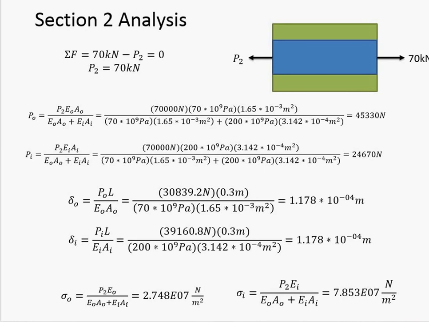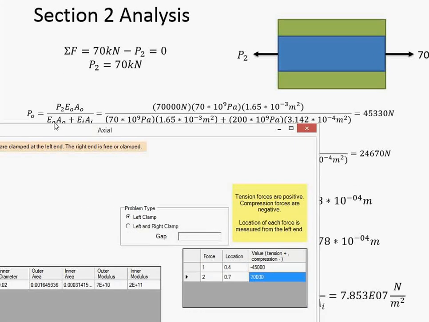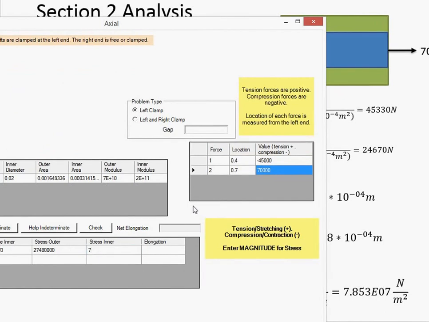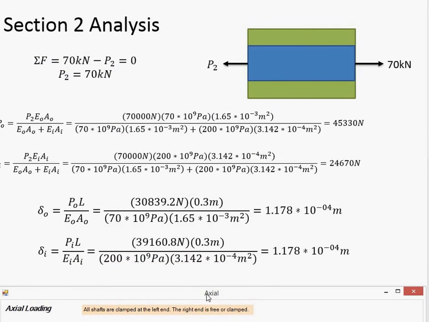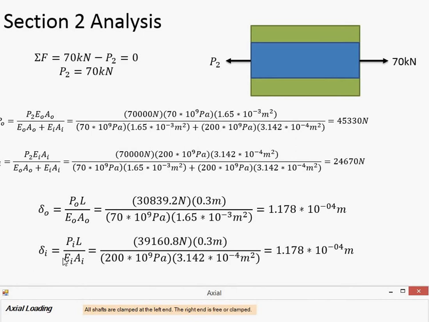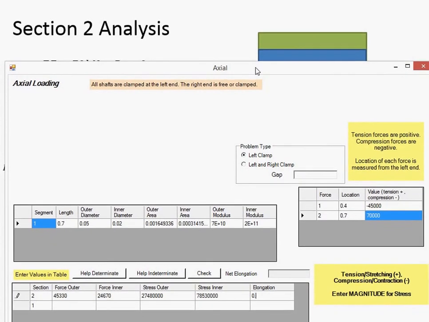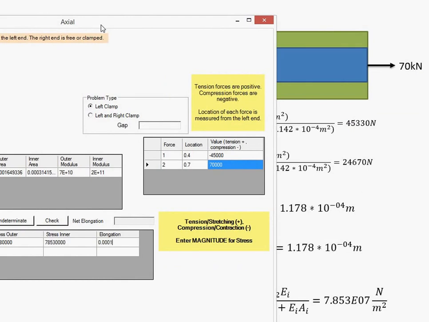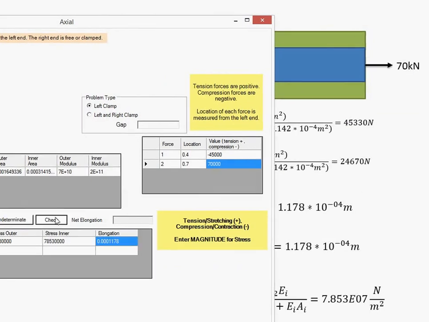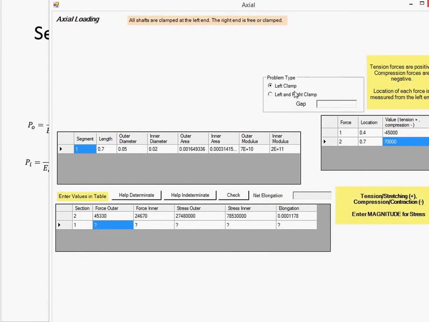Okay, the inner stress, it's more than twice what the outer stress is. Okay, and now the elongation. Doesn't matter if you put in the outer elongation or the inner elongation, they're the same. That value is... okay. We hit check. Looks like those values are all right. Now we can move on to section 1.